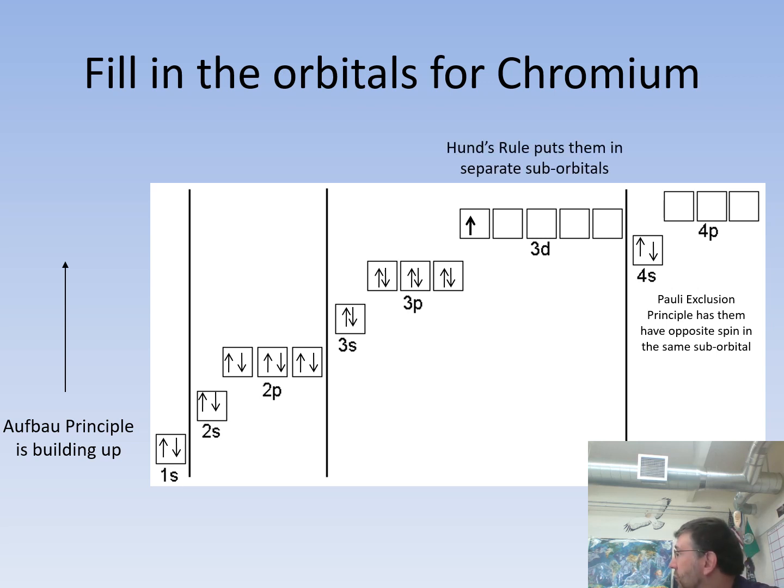And as we work our way toward chromium, we go titanium, vanadium, and we finish with chromium. Notice Hund's rule says put them in different suborbitals, all arrows up. Only when you have filled up all of those with one arrow do you start pairing up again. So this would be the electron orbital diagram for chromium.